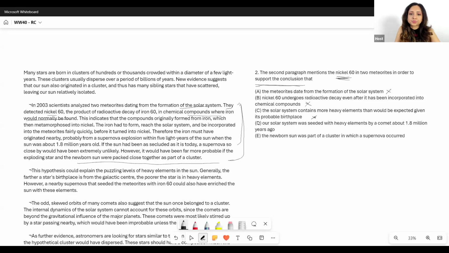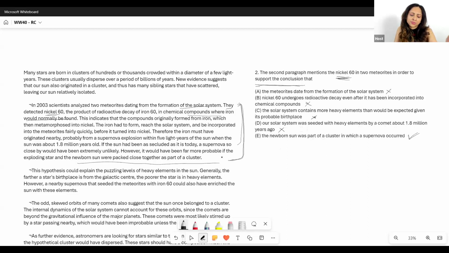Right? So again, no. Then D, our solar system was seeded with heavy elements by a comet about 1.8 million years ago. Again, this is incorrect. It was seeded by a supernova is what we are hypothesizing. So the newborn sun was part of a cluster in which the supernova occurred. This is correct, right? So the author does mention nickel 60 found in the meteorites to tell us, at the end of it all, the conclusion.